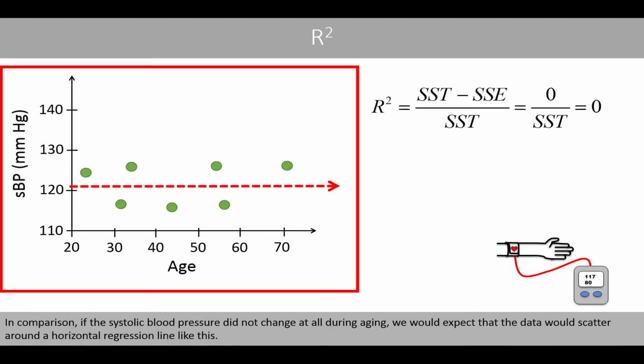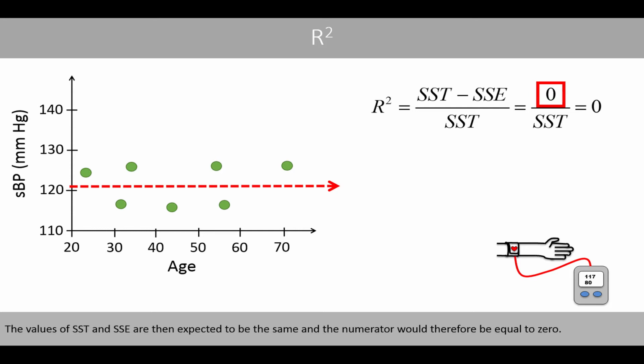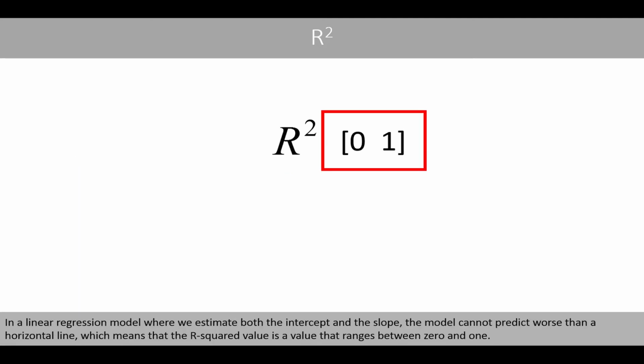In comparison, if the systolic blood pressure did not change at all during aging, we would expect that the data would scatter around a horizontal line like this. The values of SST and SSE are then expected to be the same, and the numerator would therefore be equal to 0. The R-squared value is therefore expected to be 0 if the explanatory variables cannot explain the data. In a linear regression model where we estimate both the intercept and the slope, the model cannot predict worse than the horizontal line, which means that the R-squared value is a value that ranges between 0 and 1.